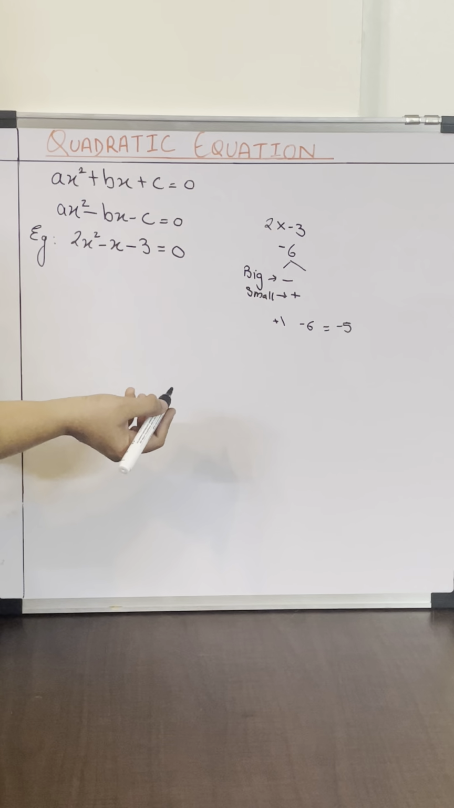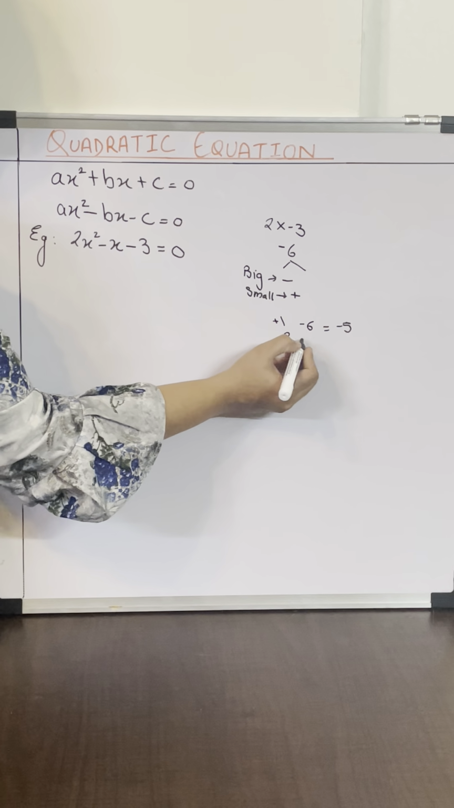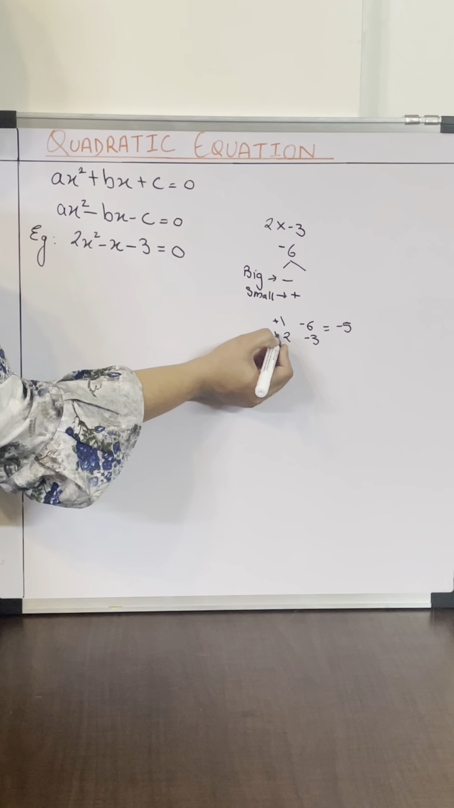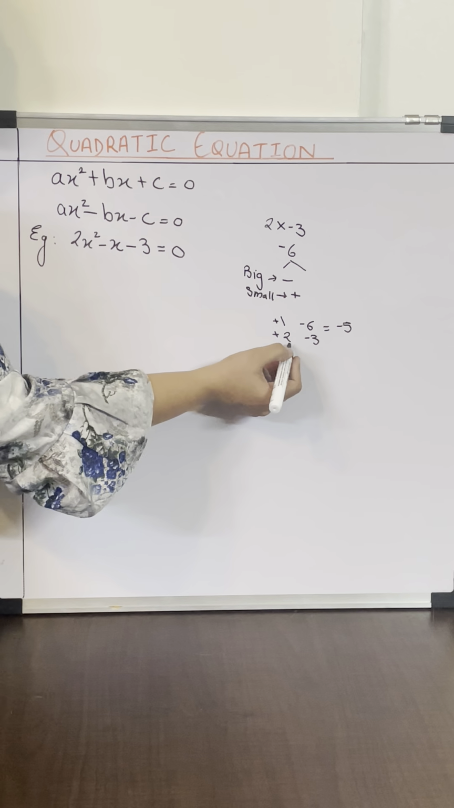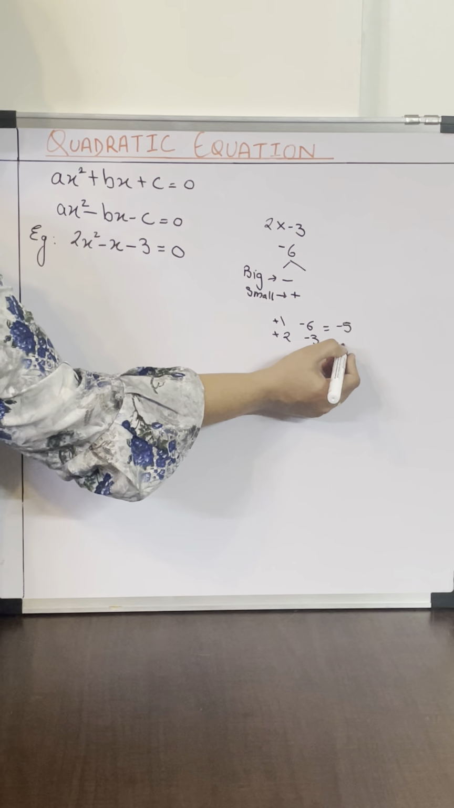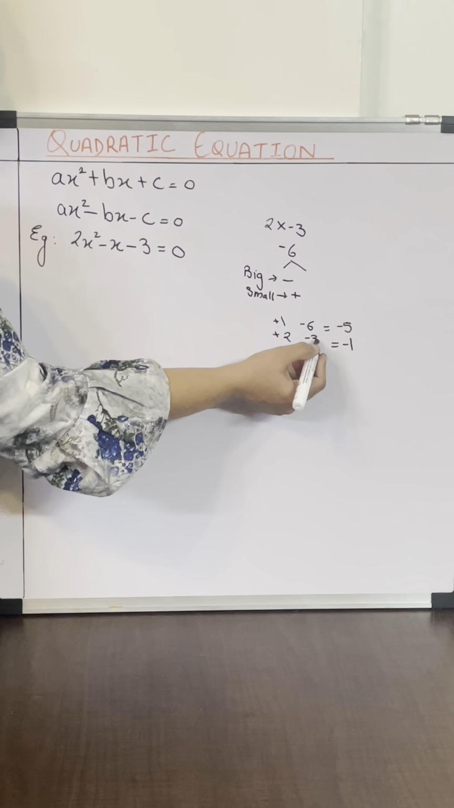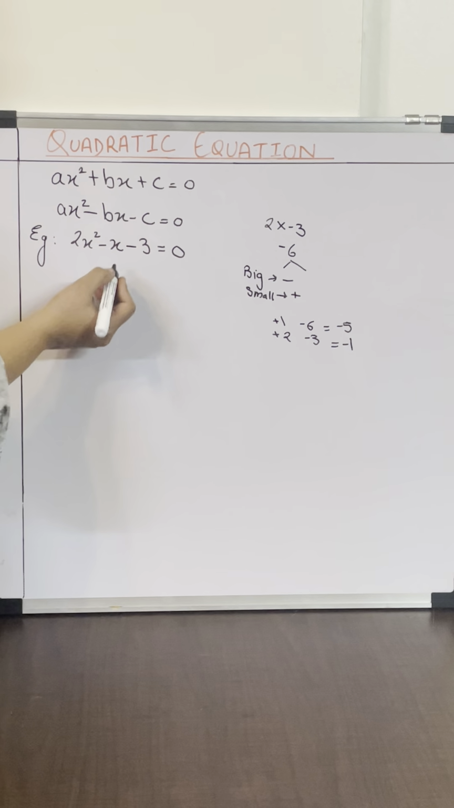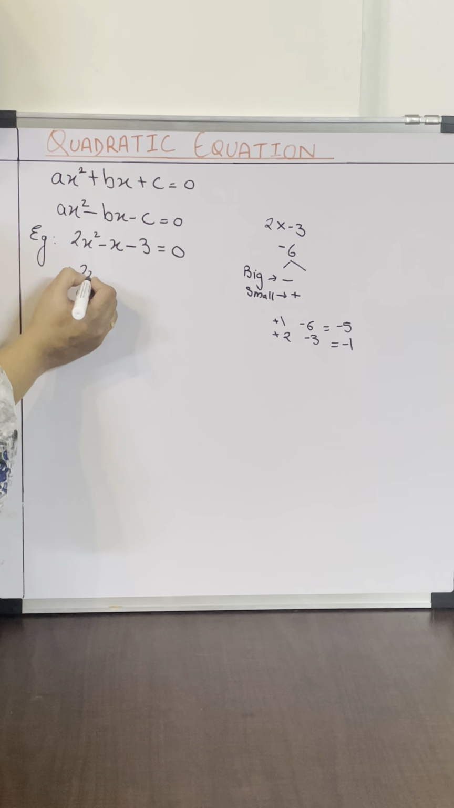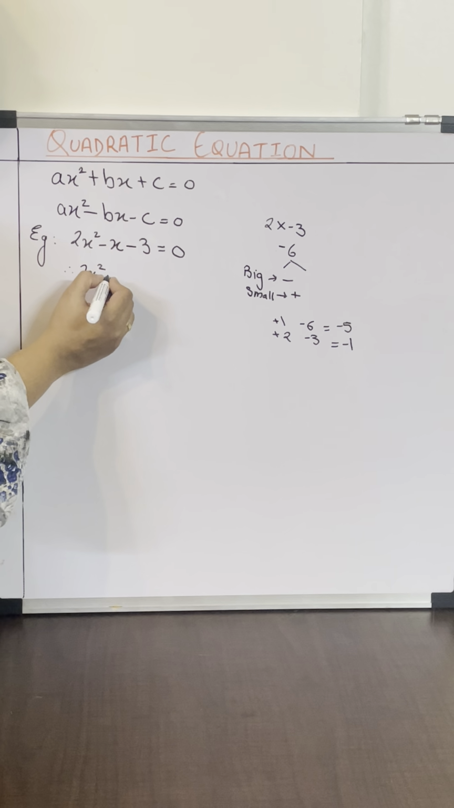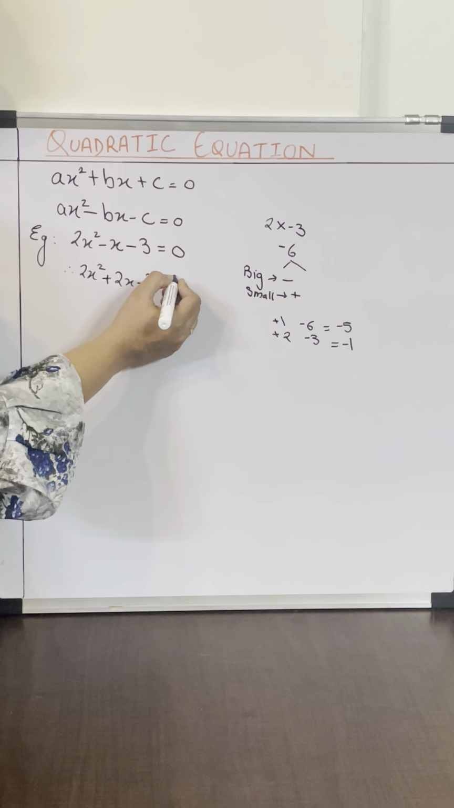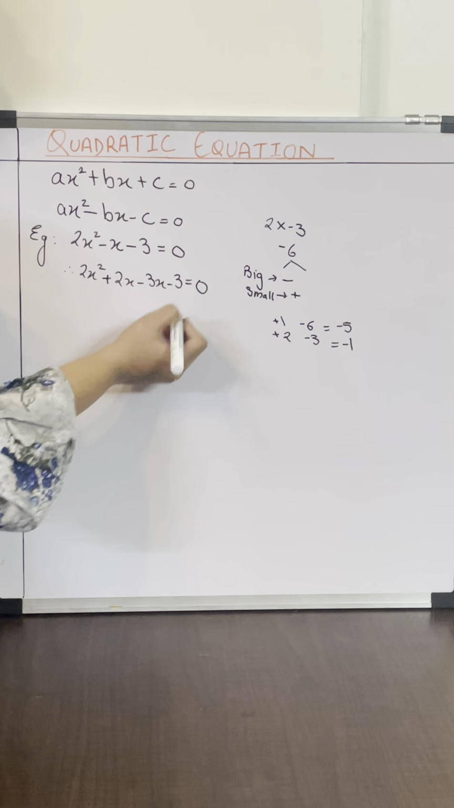So I move on to the next factors, that is 2 and 3. Again, my bigger factor will have a negative sign, and the smaller factor will have a positive sign. So 2 threes are 6, and plus 2 minus 3 is giving me minus 1. So the two factors are plus 2 and minus 3. So we will split this minus x as 2x squared plus 2x minus 3x minus 3 is equal to 0.